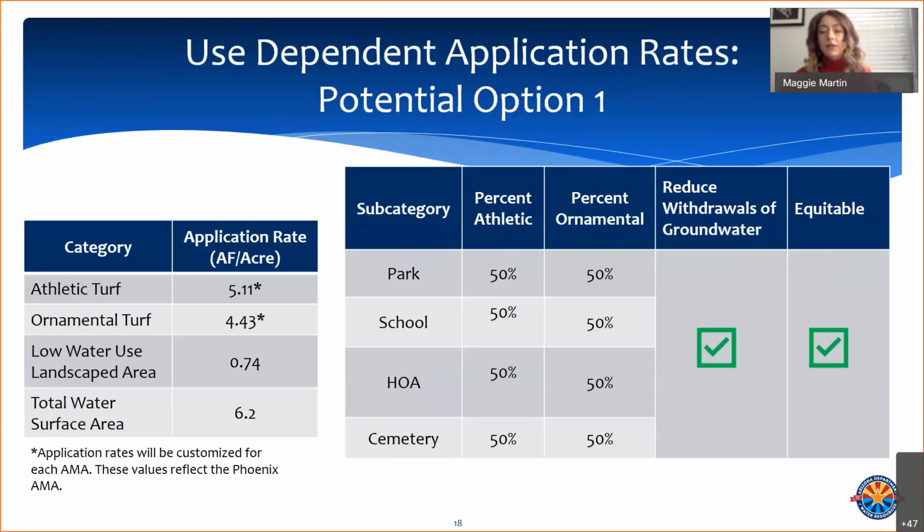So first here is the 50-50 breakdown across all of the facilities. This means that all facilities would have a default percent of 50% for both ornamental and athletic turf types. We have shown the results similar to how we represented the golf results, including the 2 criteria of reducing withdrawals of groundwater and being equitable. So no one facility type is impacted more than others. For option 1 here, we found that splitting up the facilities by 50% proportions of turf results in both of these criteria being met. Next slide, please.